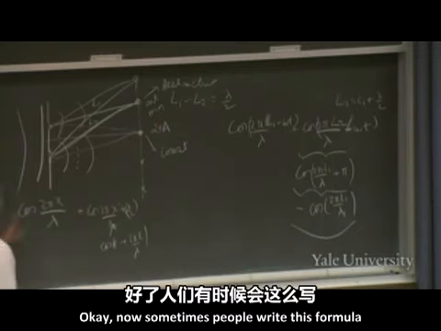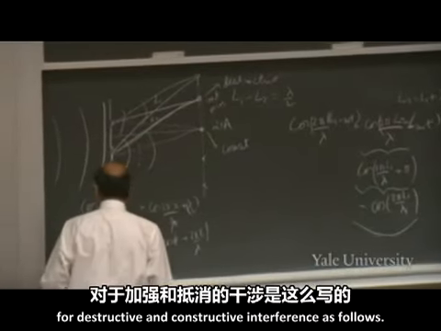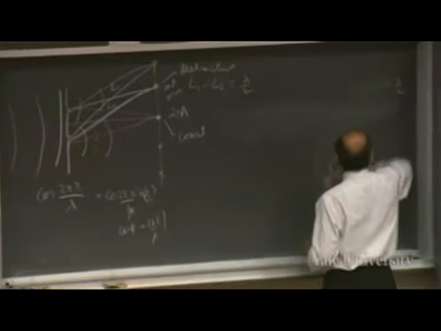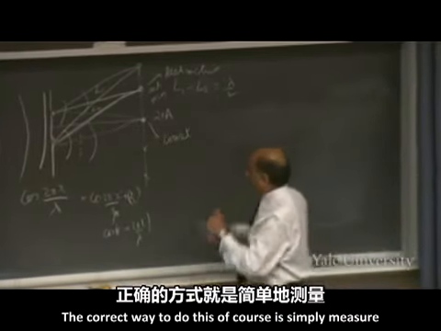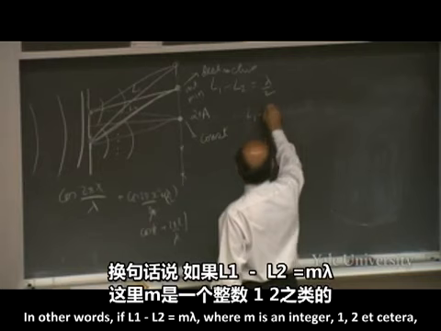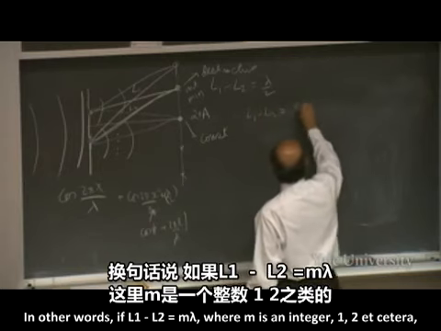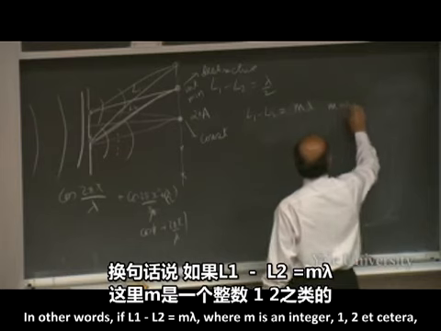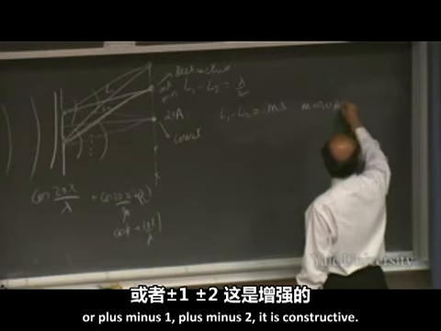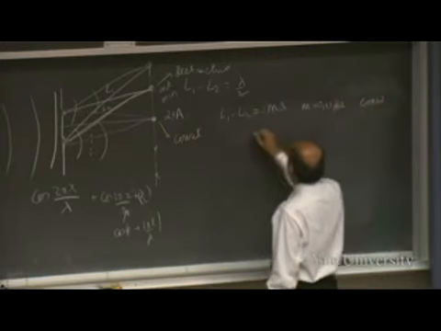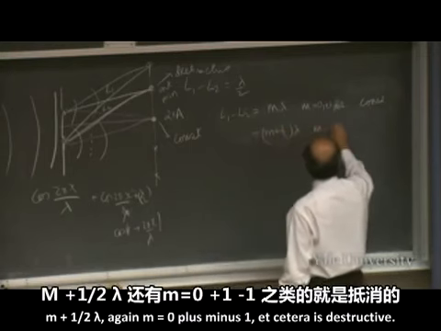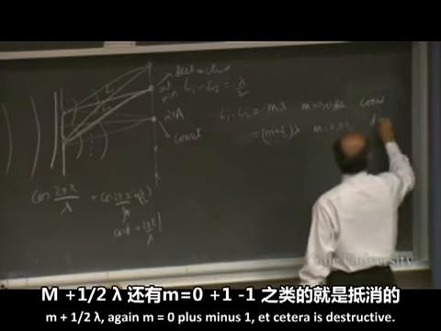Okay, now sometimes people write this formula for destructive and constructive interference as follows. There's an approximate formula that's very handy. The correct way to do this, of course, is simply measure that distance and take the difference. Okay? In other words, if L1 minus L2 is equal to m lambda, where m is an integer, 1, 2, etc., or plus minus 1, plus minus 2, it is constructive. If it's a half integer, which we like to denote as follows, m plus half lambda, again m equal to 0, plus minus 1, etc., it is destructive.